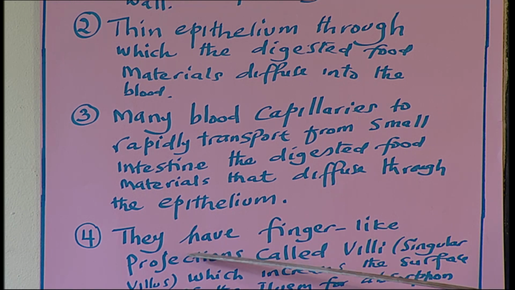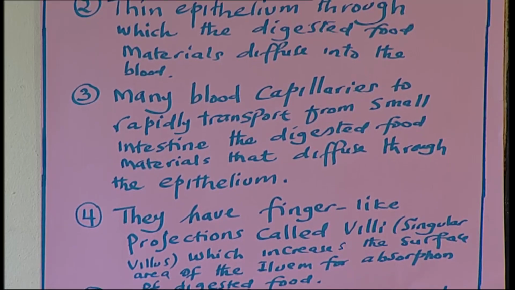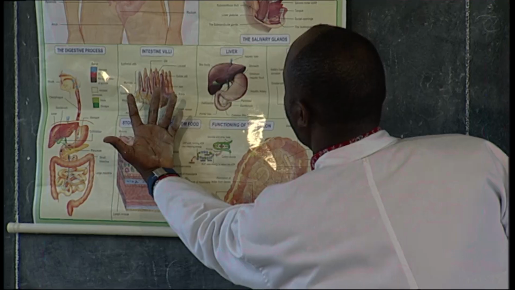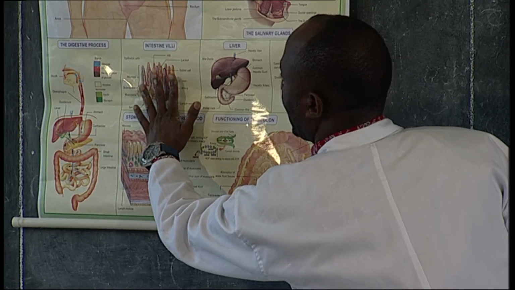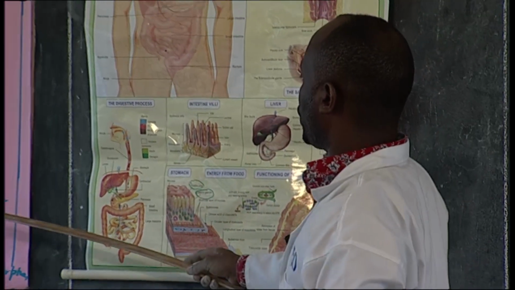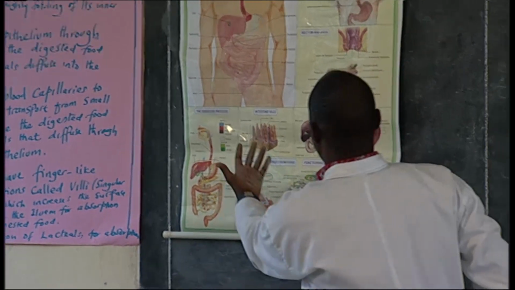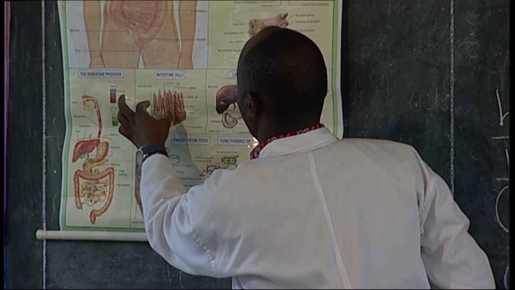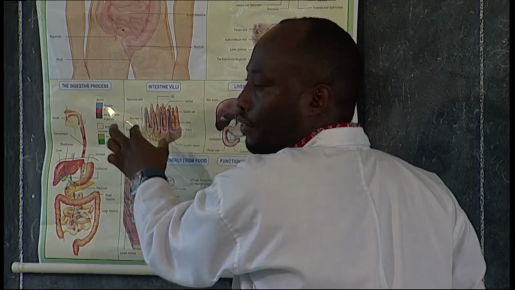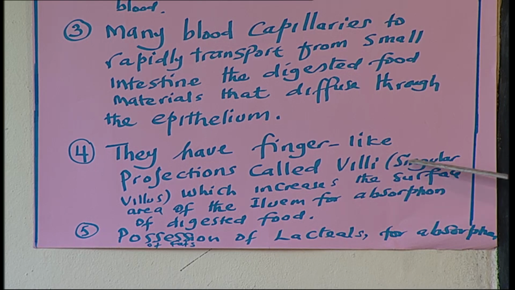Number four, they have finger-like projections. As you can see on this diagram, they are finger-like projections. These finger-like projections are called villi. This one has been extracted from a small intestine. These finger-like projections increase the surface area of the ileum for absorption of digested food. The last one, it possesses lacteal vessels, which are very important in absorption and transportation of fats.